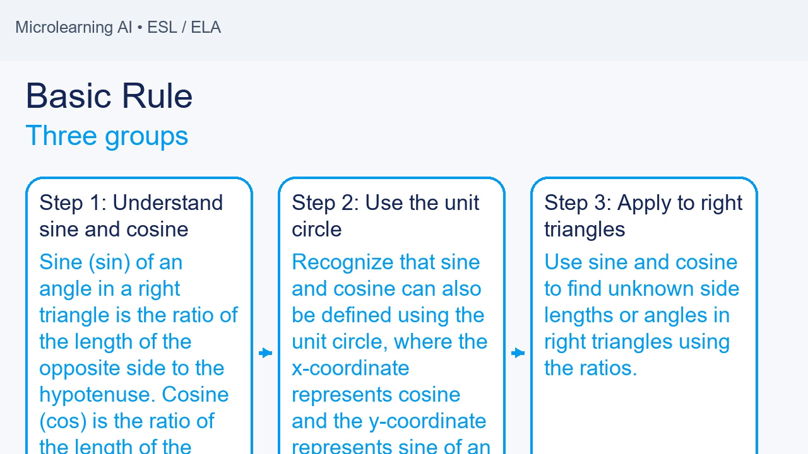Step 2. Use the unit circle. Recognize that sine and cosine can also be defined using the unit circle, where the x-coordinate represents cosine and the y-coordinate represents sine of an angle. Step 3. Apply to right triangles. Use sine and cosine to find unknown side lengths or angles in right triangles using the ratios.